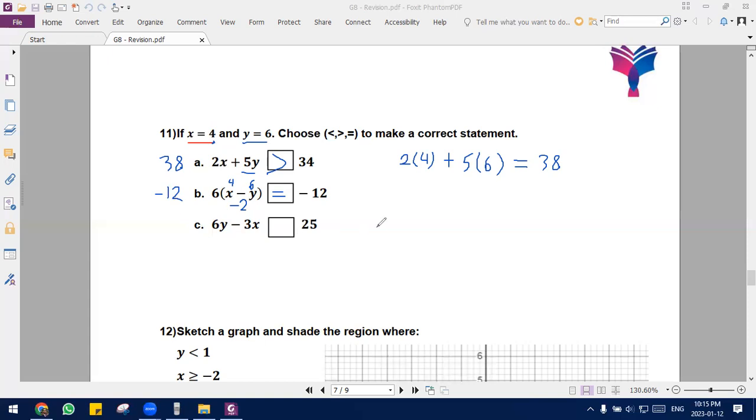Now for the last one, we have 6y. So 6 times 6 minus 3 times x, which is 4. We find this answer. So 6 times 6 is 36 minus 12, which is 24. So the left-hand side is 24. The right-hand side is 25. So 24 is less than 25.